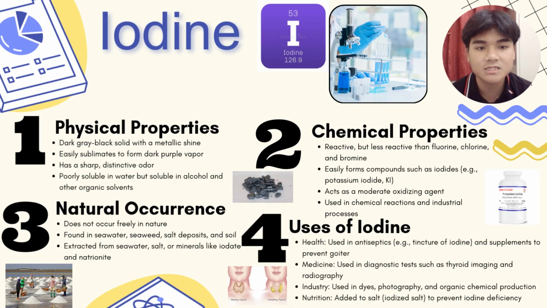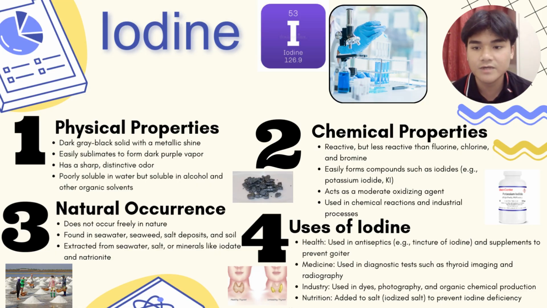Secondly, for chemical properties, iodine is reactive but less reactive than fluorine and bromine, readily forming iodide compounds such as potassium iodide, acting as a mild oxidizing agent and widely used in chemical industry processes, because iodine has a large atomic size and lower electronegativity, making it less reactive than the lighter halogens. However, its ability to gain electrons allows it to form stable iodide compounds, act as a mild oxidizing agent, and be effectively used in chemical industry applications.